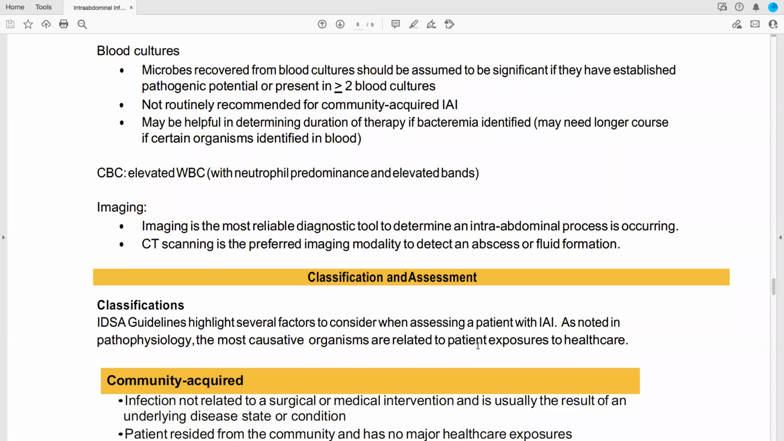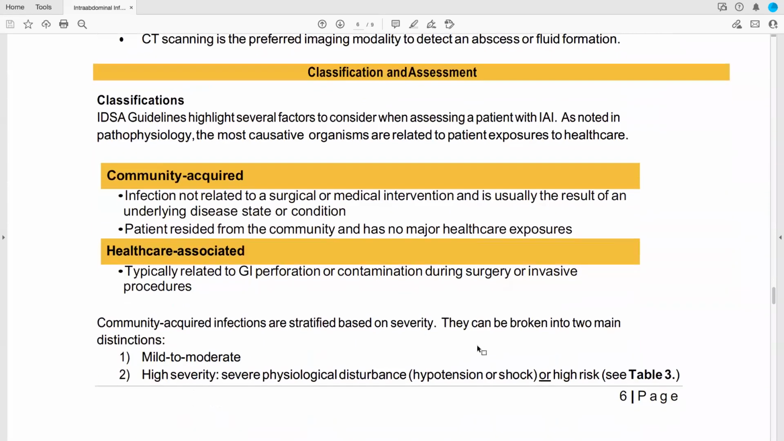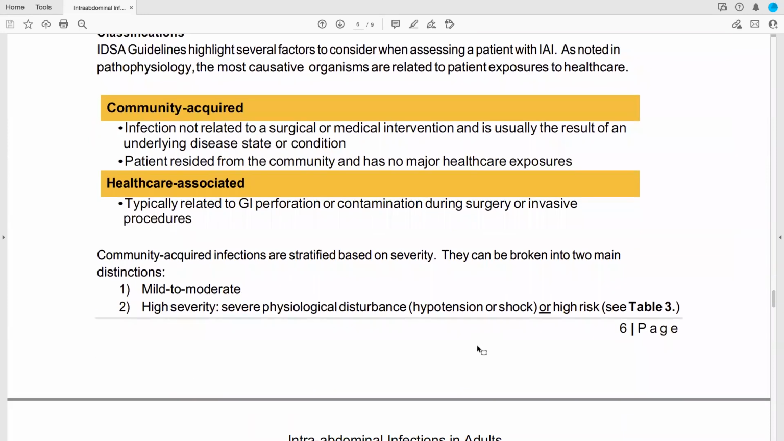So for the CBCs, we will likely see elevated white blood cell counts. And so we will see elevated bands, elevated neutrophils, and we know that will be indicative of infection. So as I told you all, these intra-abdominal infections can be one of two. They can be community acquired or they can be healthcare associated.